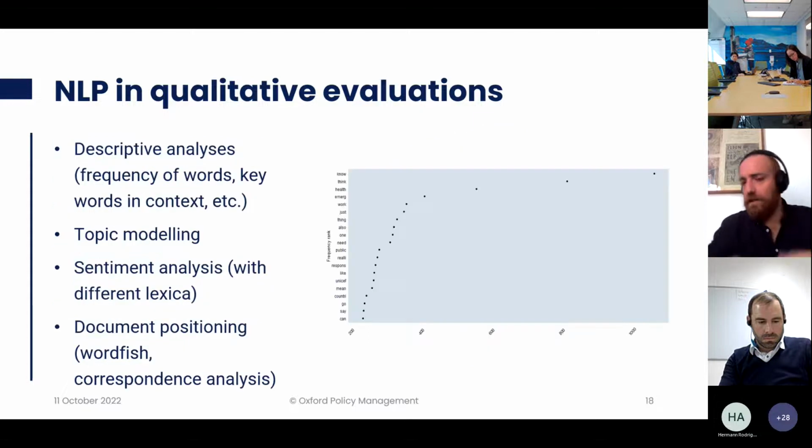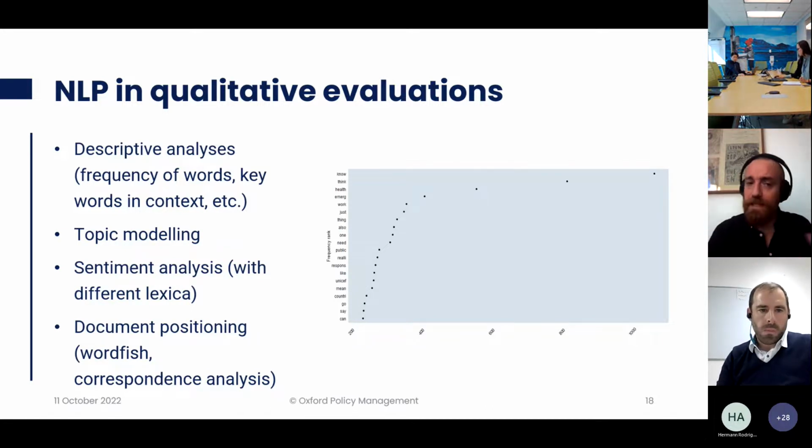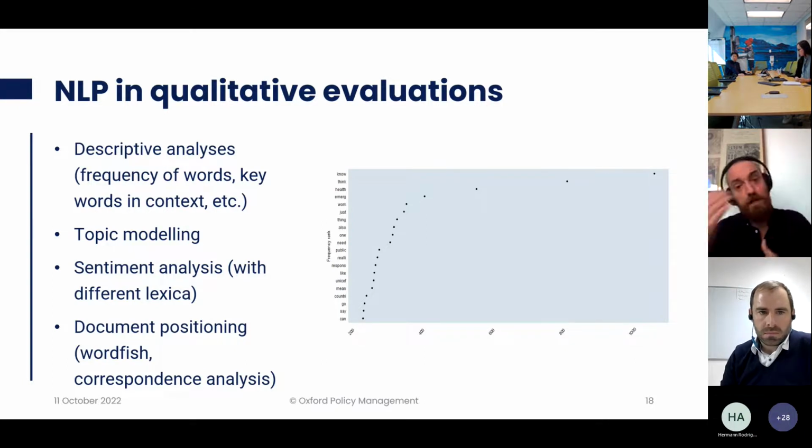So we looked at that, and we did some descriptive analysis, which involves things like simple, what words come up very frequently. We did some topic modeling in order to identify what topics people talked about in these key informant interviews, and some sentiment analysis to understand, okay, were people talking about certain topics in a positive or negative way.